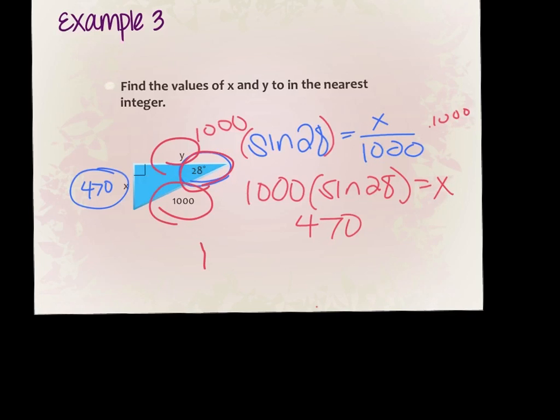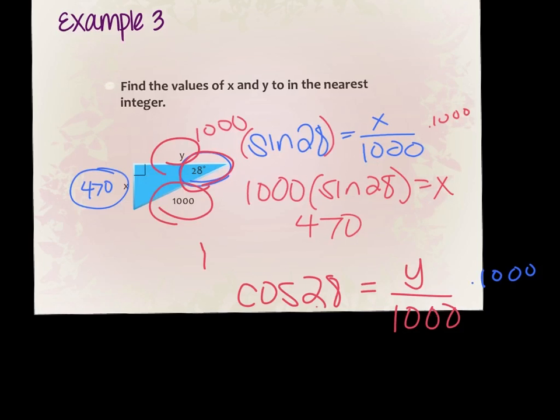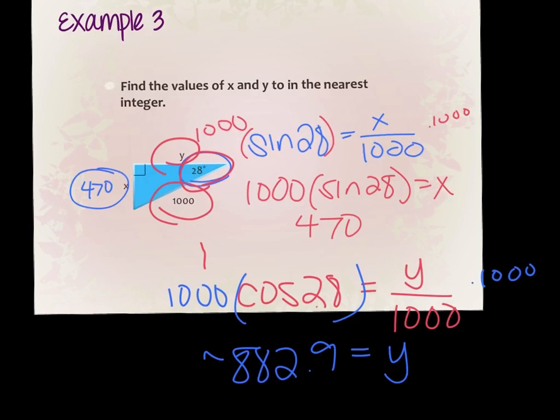So in respect to the 28, where's the y? Adjacent. And 1,000 is? Hypotenuse. Which trig function is adjacent hypotenuse? Cosine. Adjacent, which is y, over hypotenuse, which is 1,000. And then I multiply both sides times 1,000. 882.94, which is going to be 883.